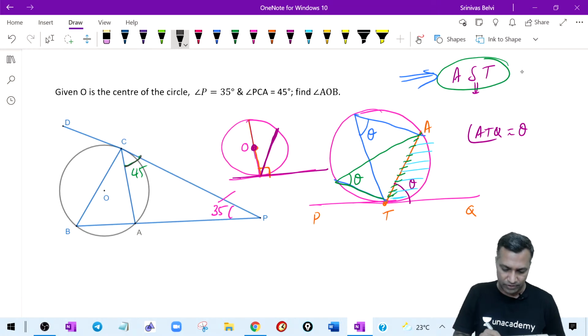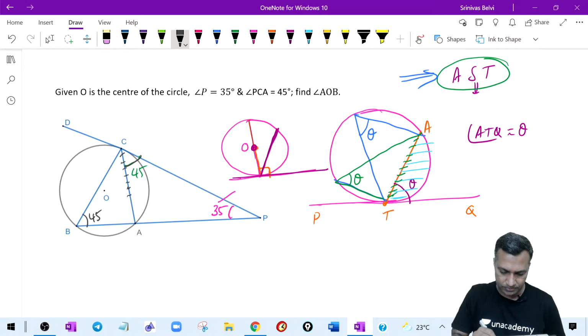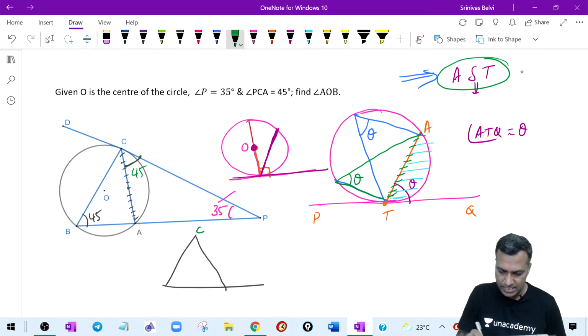So this 45 becomes 45. All right, Srishti, this is 45, courtesy alternate segment theorem, because this is my chord. Now take a look at this triangle CBA. Here is my C, this is my B, and this is my A, and this is 45. And I know this particular angle is 100.